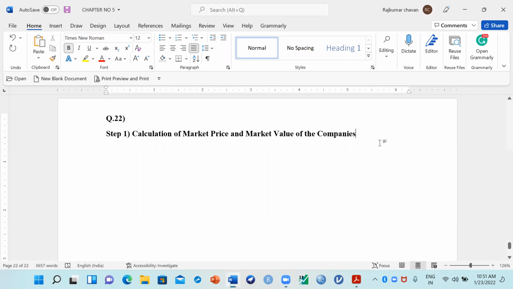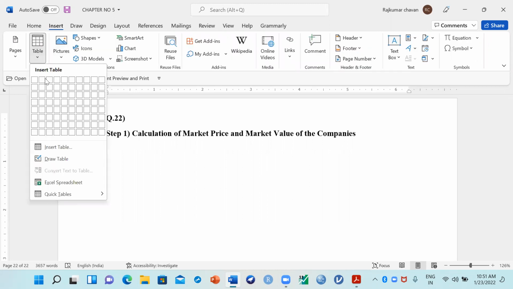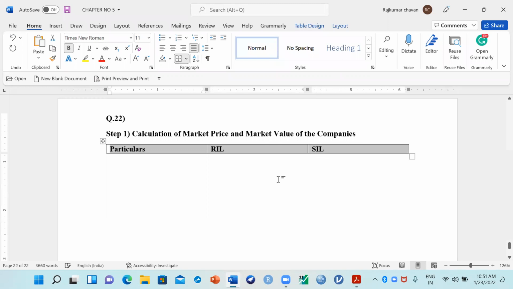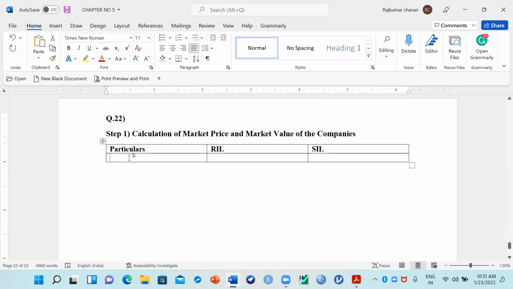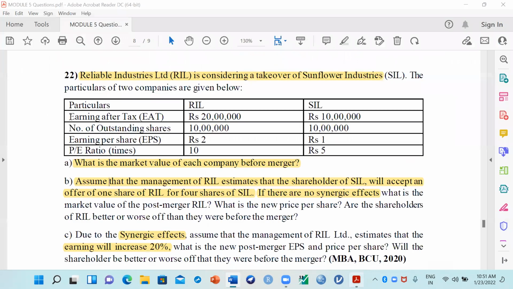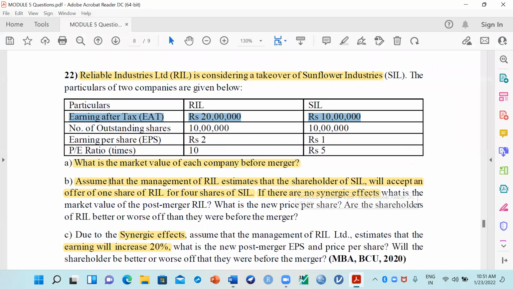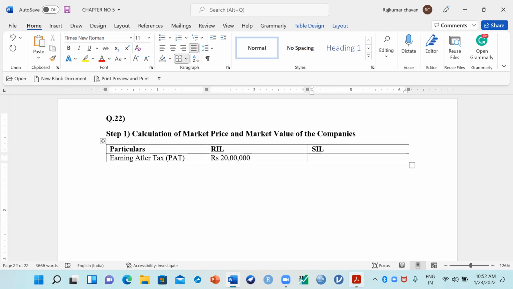So now let us see. I'll draw 3 columns here: particulars, and there are 2 companies. The first one is RIL and the second one is SIL. Let us see the calculations one by one. What is the first thing they gave in the question? Just see here, this is earning after tax, which is nothing but PAT. The earning after tax of RIL is 20 lakh rupees, so I will write 20 lakhs here. What is the earning of SIL? It is 10 lakhs.